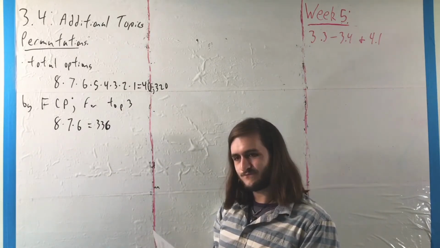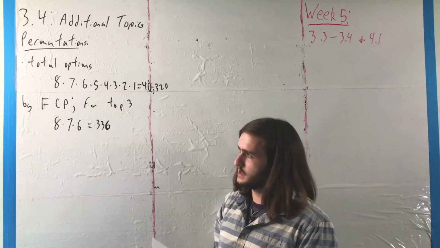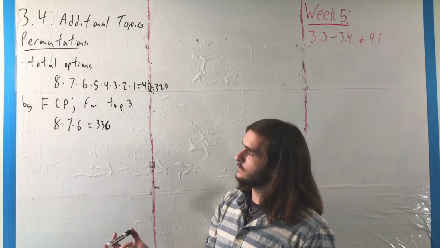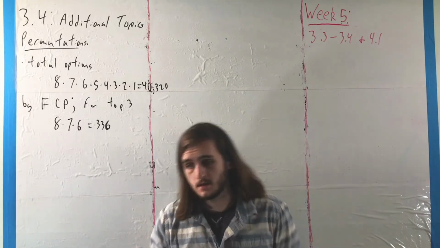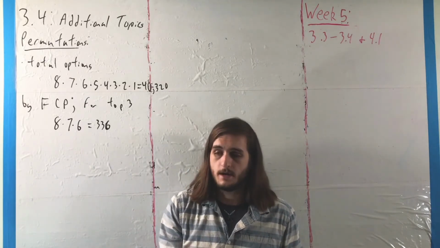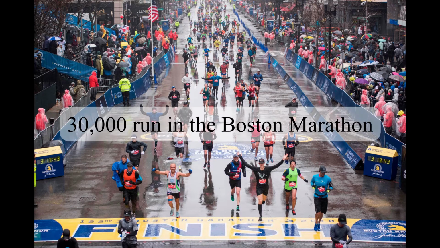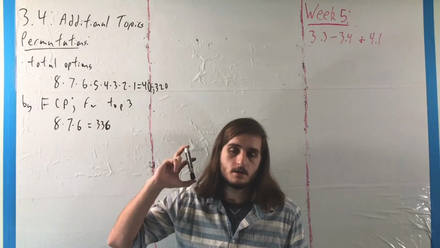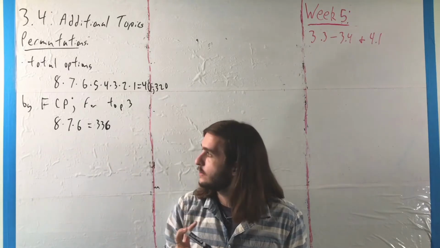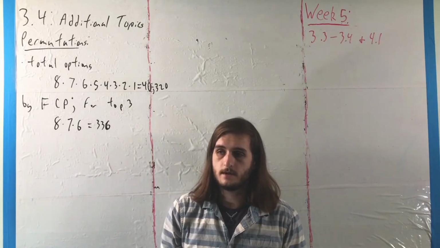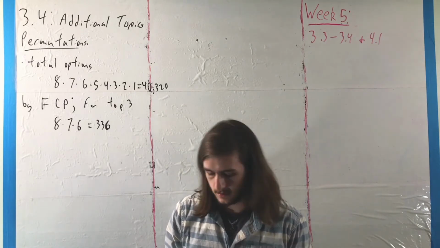This wasn't so bad for 8 things, it wasn't so bad for 3 things, but in general, if we have more options, this is going to get clunkier. Like if we want to talk about the Boston Marathon, or some other race that has much more than 8 runners in it, trying to describe all of the options might take a little while longer to put out longhand. And as a result, we have a shorthand notation for this.